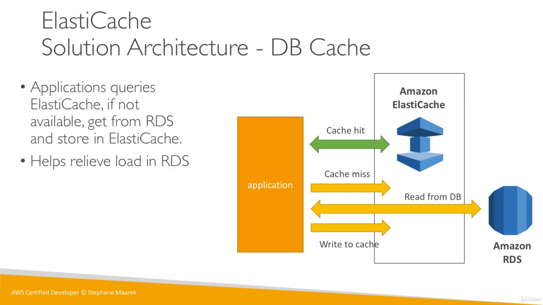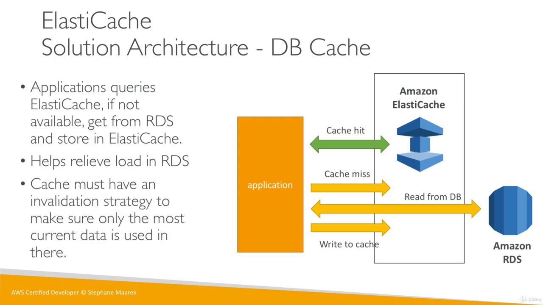So the caches will help relieve the load in RDS, usually the read load, definitely. And the cache must also come with an invalidation strategy, but that's up to your application to think about, so that only the most current data and most relevant data is in your cache.